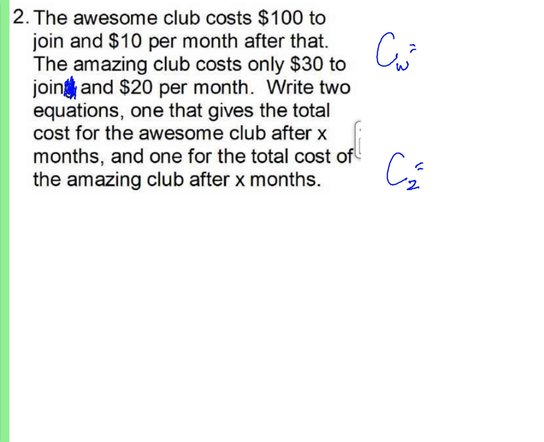It says the Awesome Club is a better deal. How did you determine that? I did C equals 100 plus 10M. 10M for months, okay. And then C equals 30 plus 20M. Mm-hmm. So what makes the Awesome Club a better deal? I did it for 1 year, which is 12 months, so 10 times 12 is 120. Plus 100 is 220. And then 12 times 20 is 240 plus 30 is $270. Okay. Well, it's cheaper.